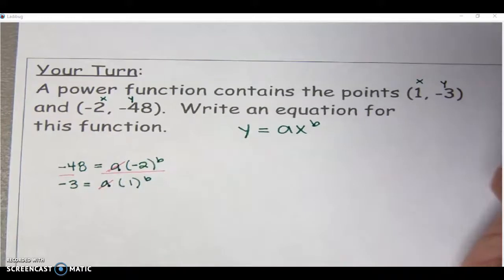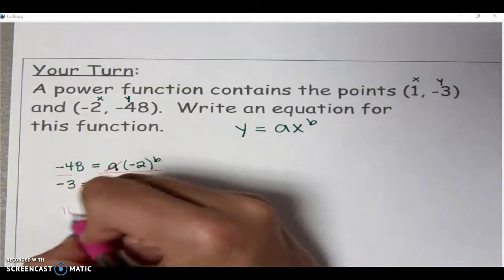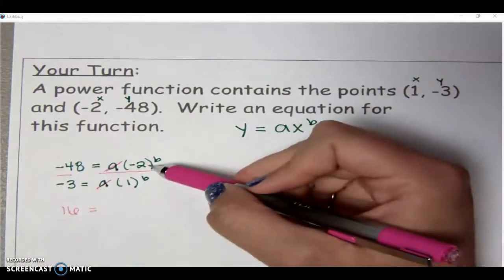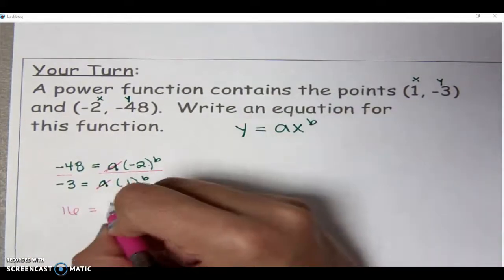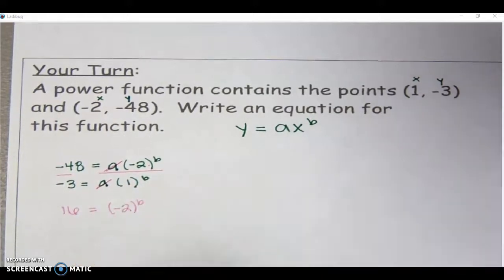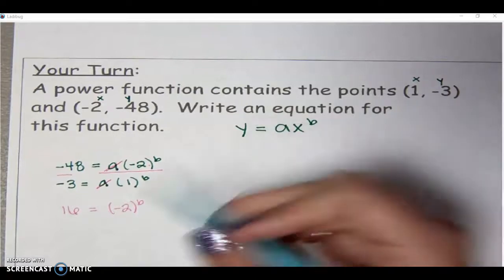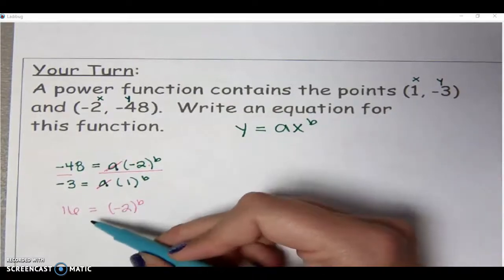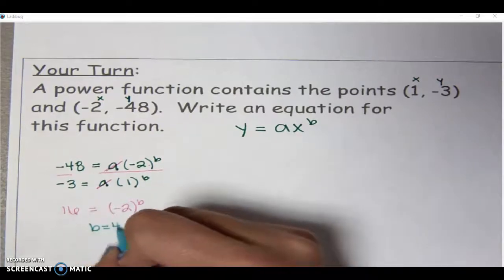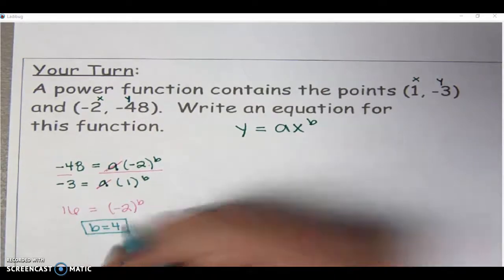Well, -48 divided by -3 is going to be 16. The a's canceled, and then -2 divided by 1 will be -2. And then the b has to stay. So you're just figuring out, okay, -2 to what power gives me 16? Well, -2 to the fourth power gives you 16. So if that's how you want to figure out your b, that's perfectly fine.